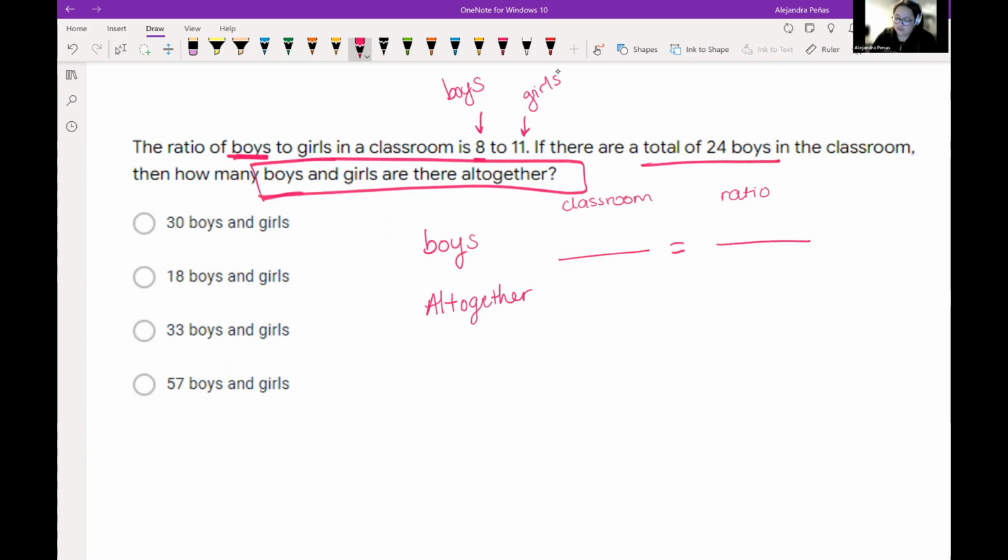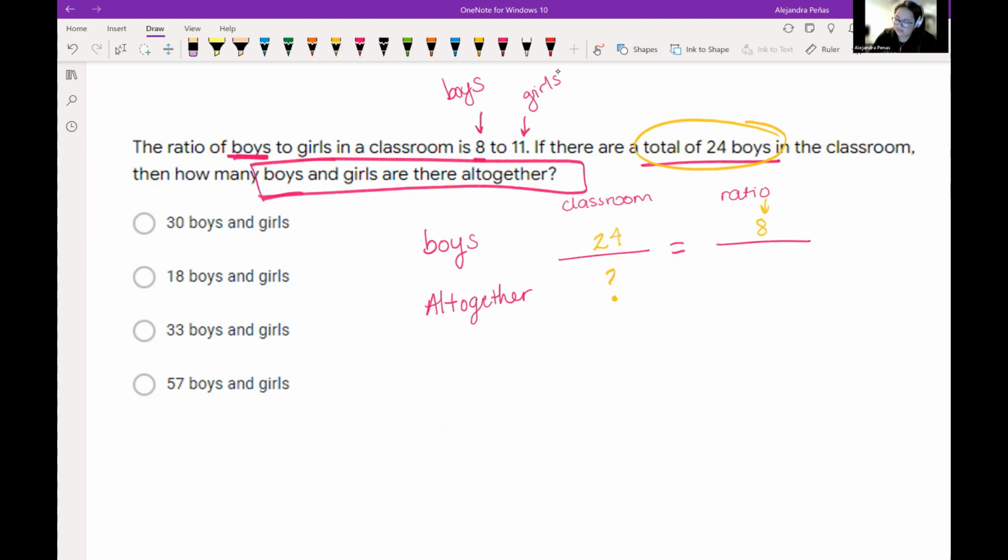So the question is, how many boys in the classroom? There are 24 boys in the classroom. So we're gonna put 24 right here. Next, how many altogether in the classroom? We have no idea. That's our goal. That's what we're looking for. Next, how many boys in the ratio? I go to my ratio. How many boys? 8.